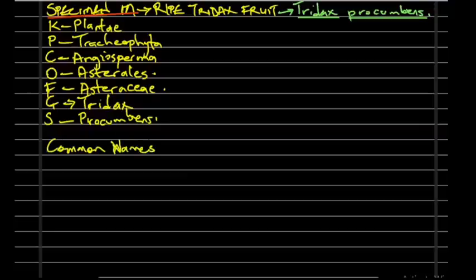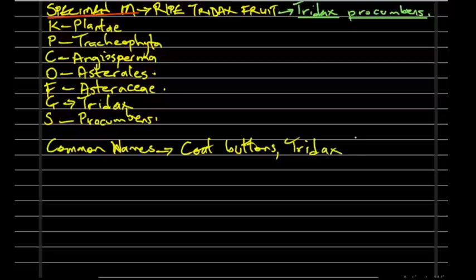The common names now. Some people call them the coat button. It is called coat button. It is also called the Tridax daisy. Yes, that's some of the things that we call this particular fruit. Now, it is a plant that bears daisy-like yellow-centered or white-yellow flowers.